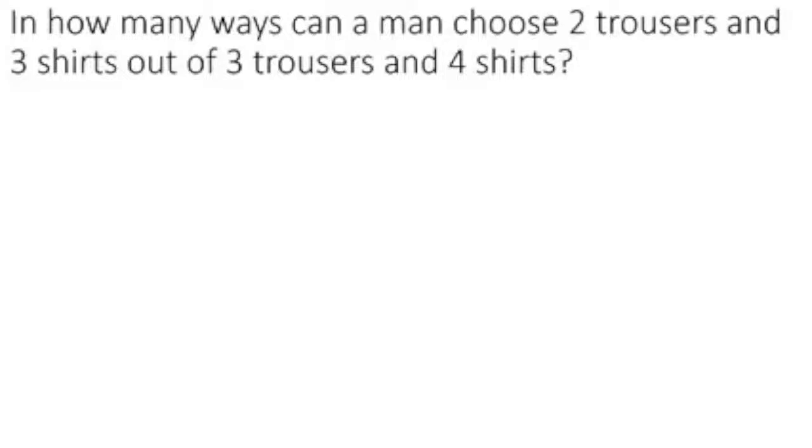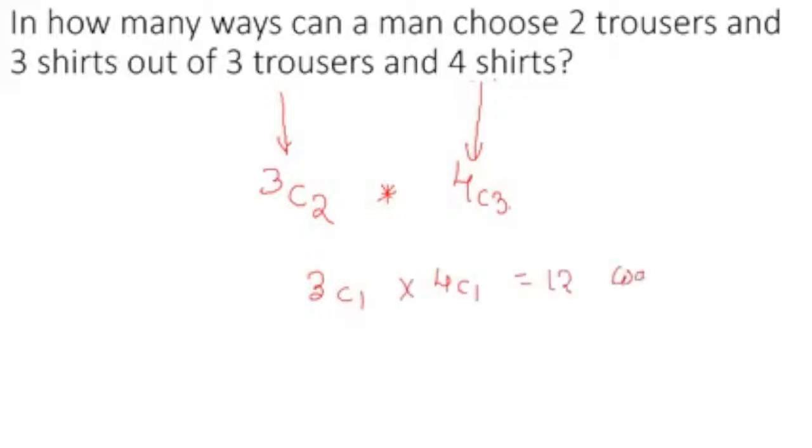In how many ways can a man choose 2 trousers and 3 shirts out of 3 trousers and 4 shirts here? So I'm selecting 2 trousers from the available 3 trousers. How can I do the selection here? 3C2. From the 4 shirts, I need to pick up any 3 shirts here, so the answer is 4C3. So the final answer is 3C2 into 4C3. So 3 into 4, 12 ways.